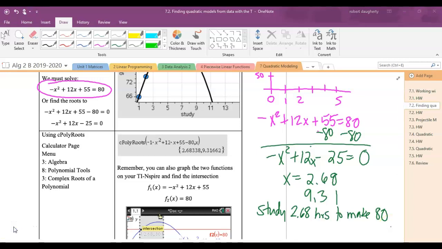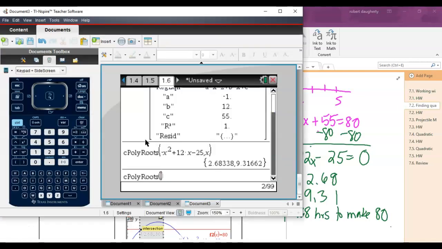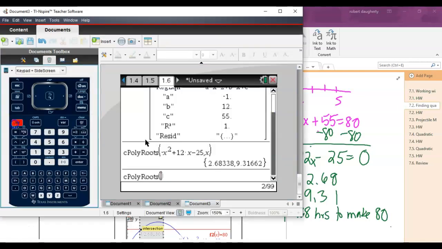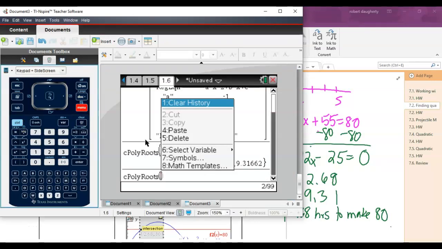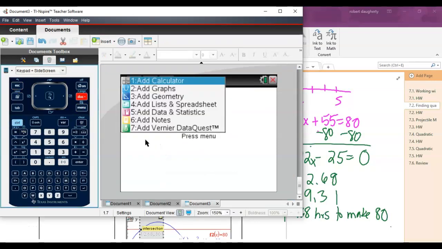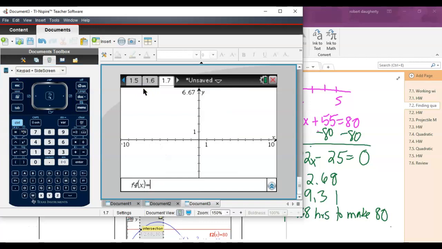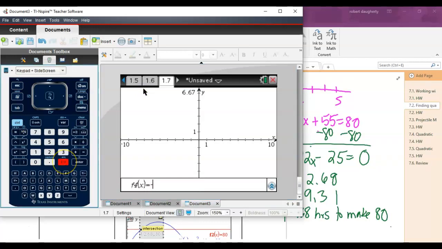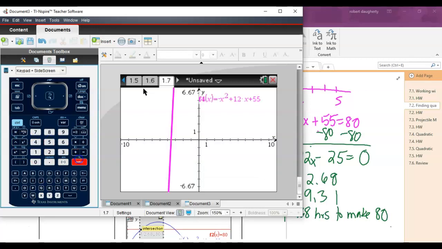I want to make sure that you've seen this, but I'm not sure it's people's favorite method to do that. Let's enter a graph. So graph, this formula was what? Negative x squared plus 12x plus, what was the original, 55? Okay. And here's what I don't love about the table.